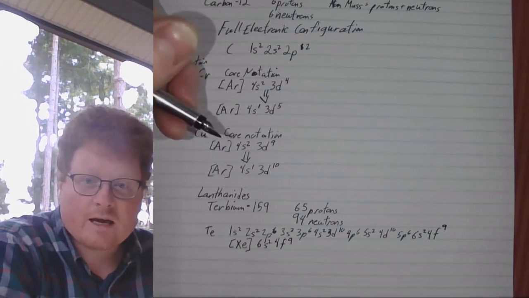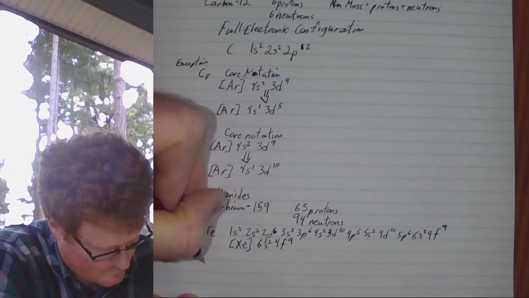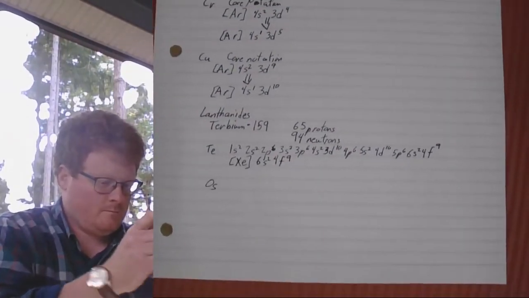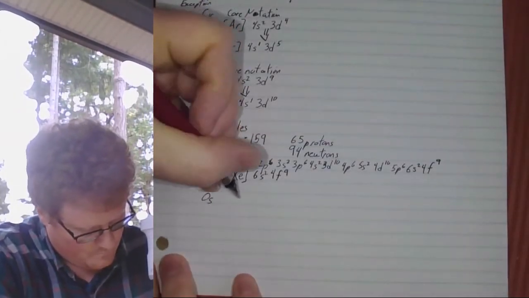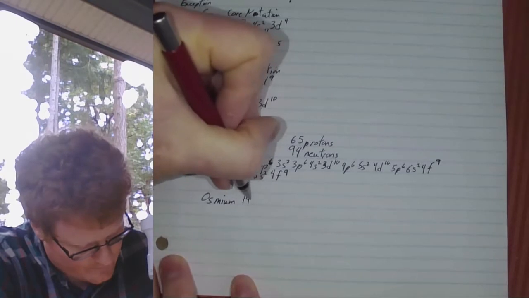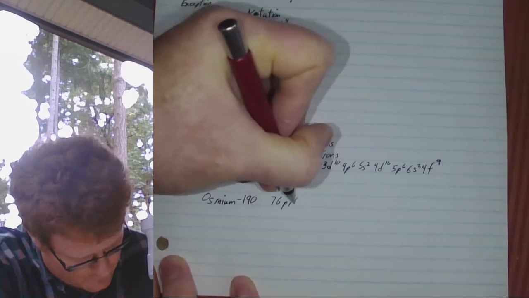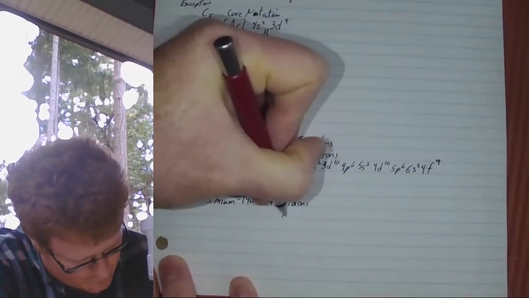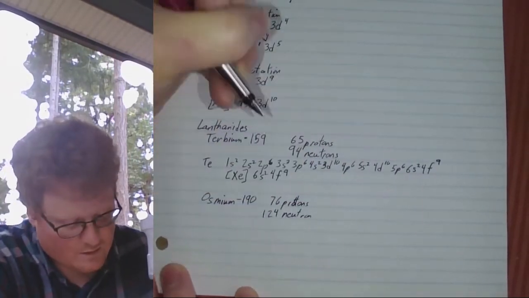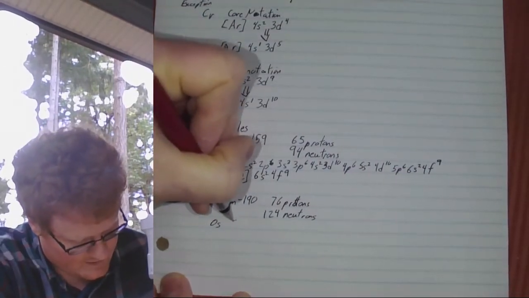Now, what does a transition element after that look like? Let's look at osmium. Osmium will go with a mass of 190. Osmium 190. It has 76 protons and 114 neutrons.